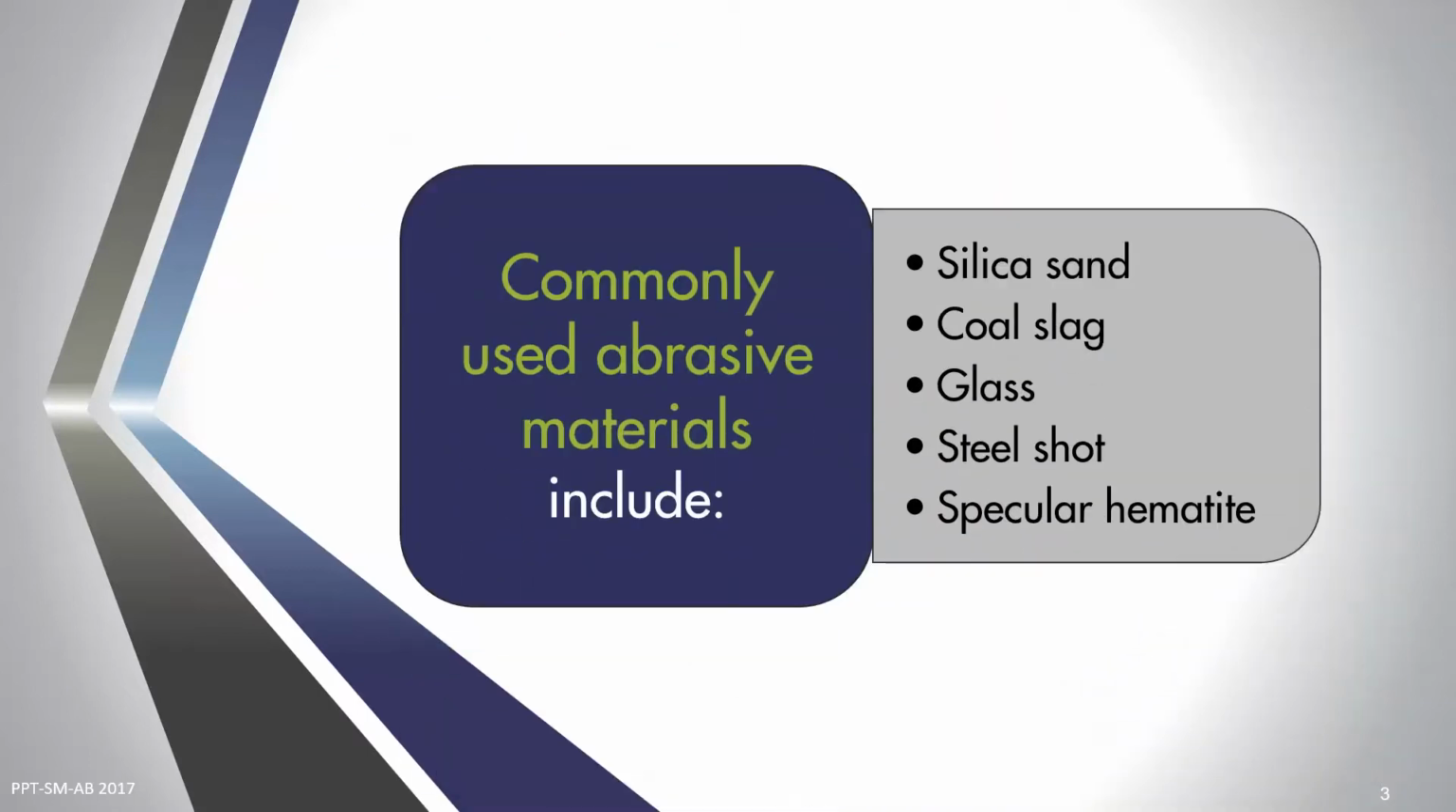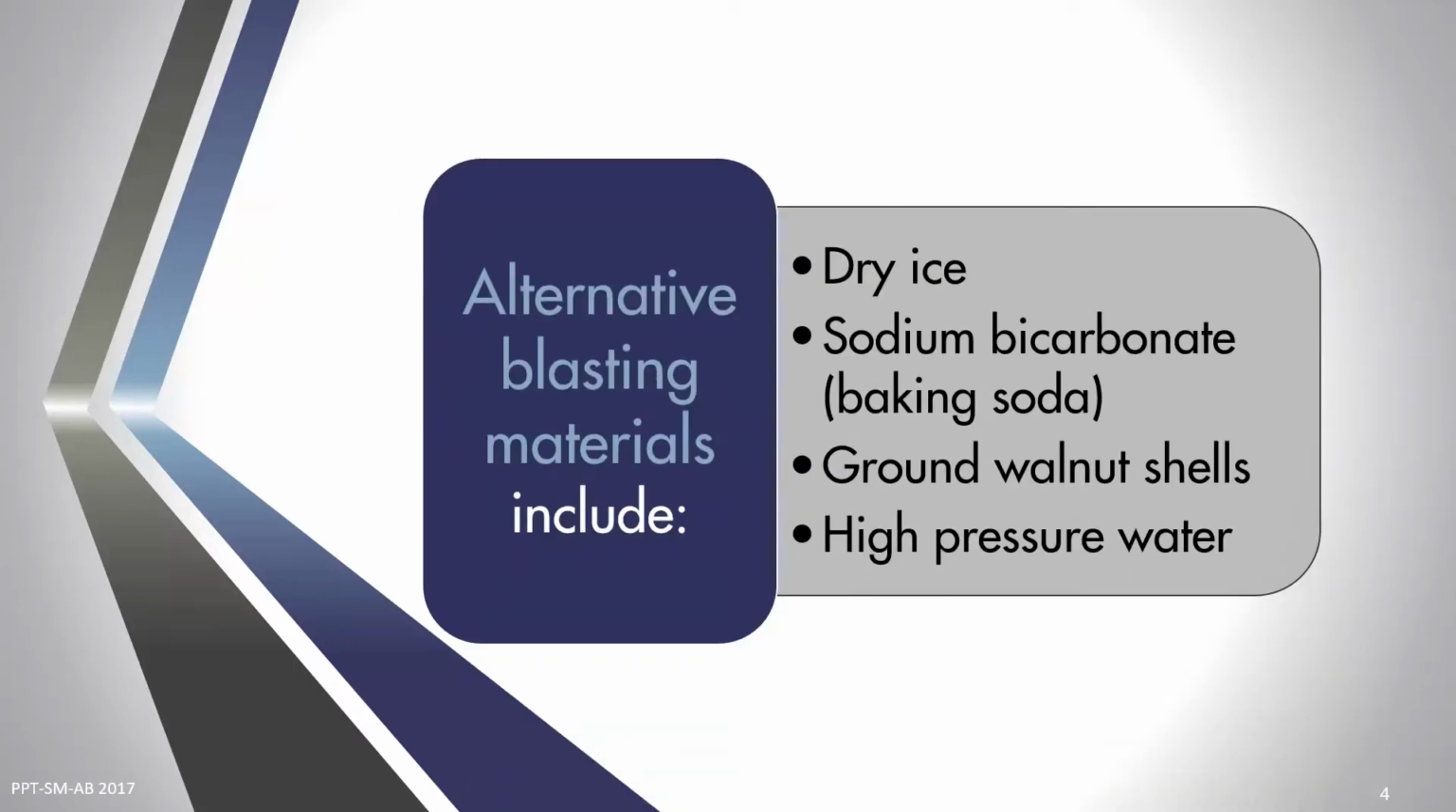Commonly used abrasive materials include silica sand, coal slag, glass, steel shot, and specular hematite. Alternative blasting materials include dry ice, sodium bicarbonate, ground walnut shells, and high-pressure water.